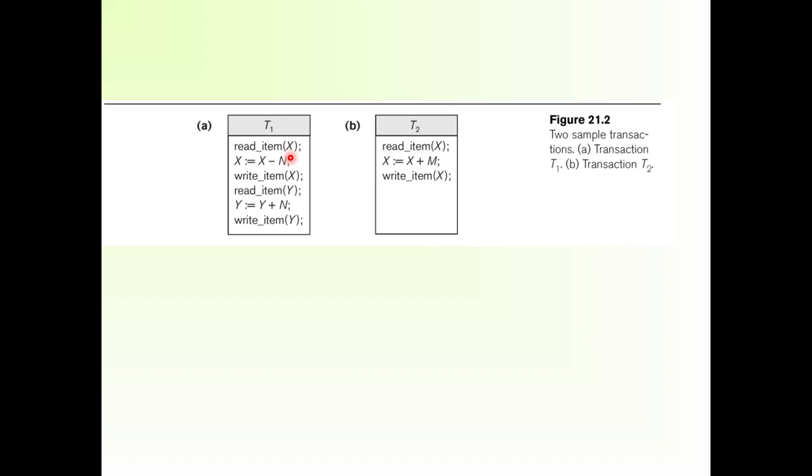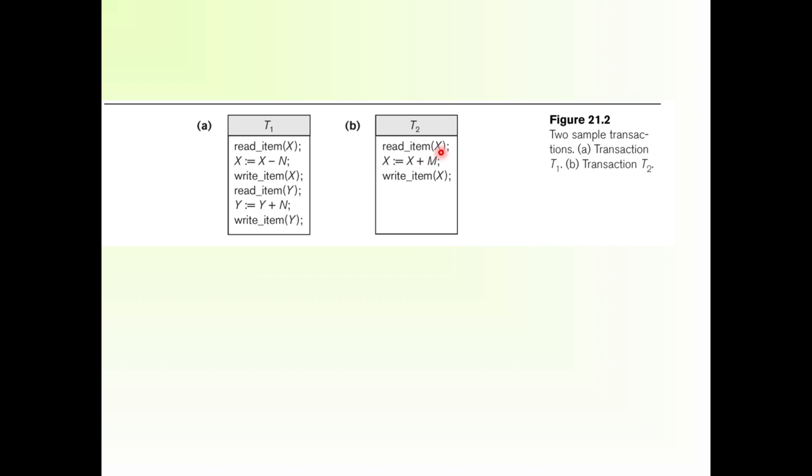In this transaction you are accessing X and modifying the X value with the help of N. In the same way you are accessing the Y attribute and modifying its value using the program variable Y. After modification you are writing, or updating, it in your database. So this is your second transaction.